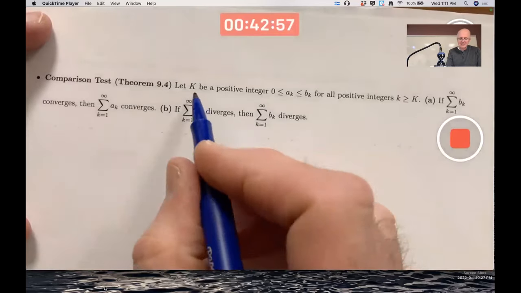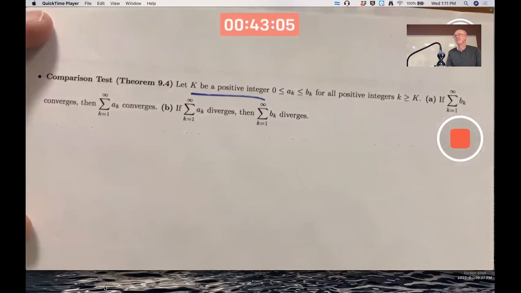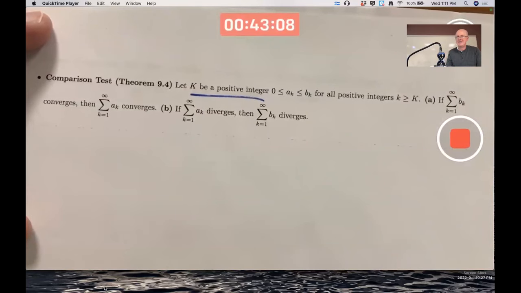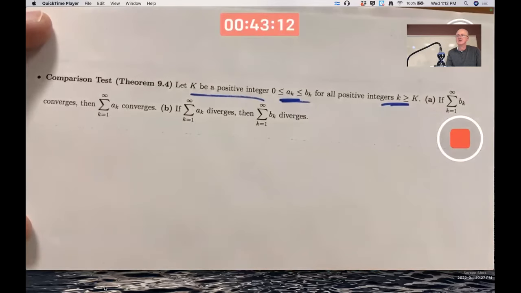What's the capital K? It's just a positive integer. It could be 1, it could be 2, it could be 3, it could be 4, it could be 1,000,000, it could be 1,000,000,000. In most applications, capital K is 1. But it could be any integer for which these inequalities are true, as long as little k is greater than or equal to capital K. This just gives you a little bit more flexibility to say capital K can be anything bigger than 1.